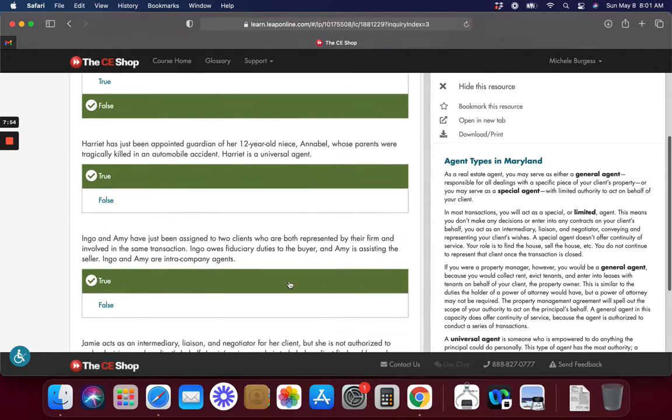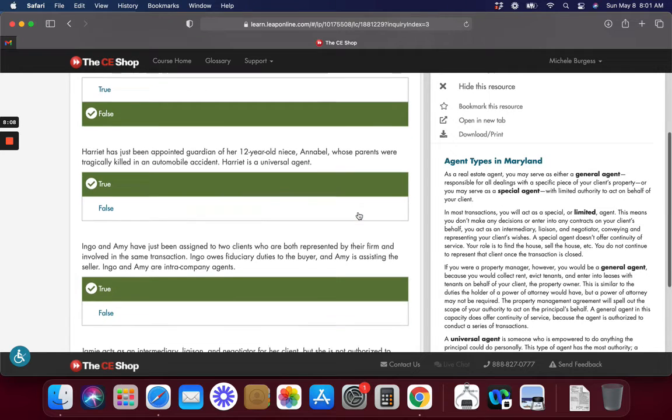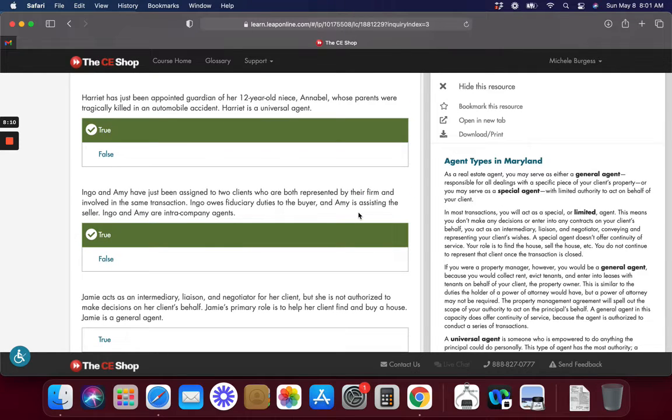Okay, so let's see here. All right, they're collecting rent, evicting tenants. They're a general agent, I would think. This is a general agent, not an intercompany. All right, this one is true.